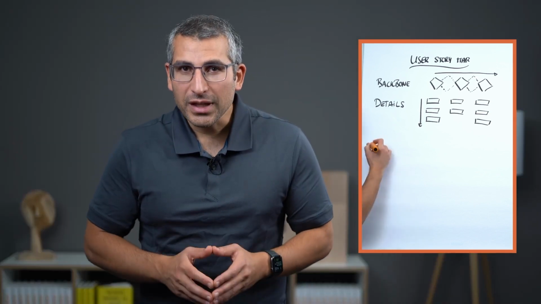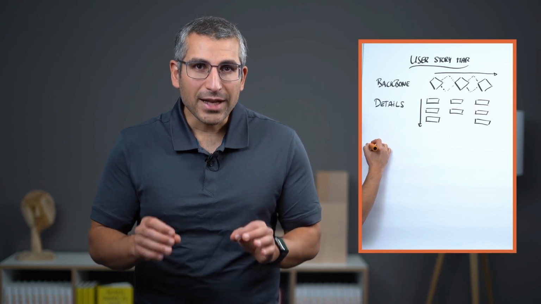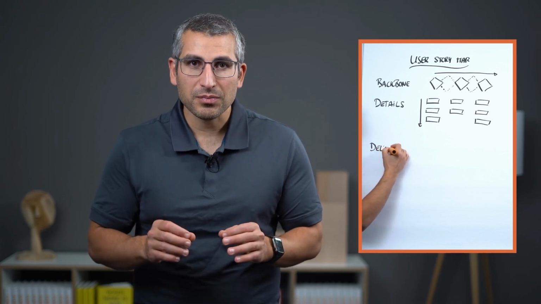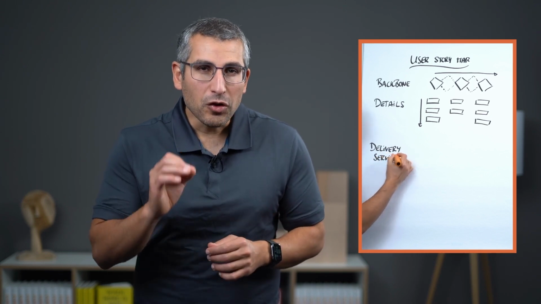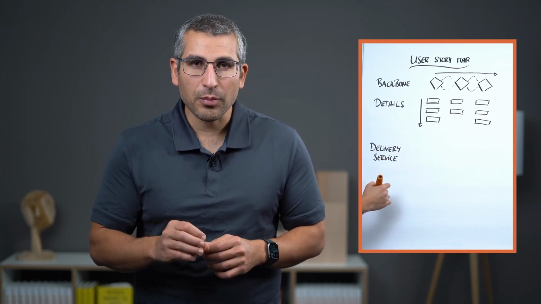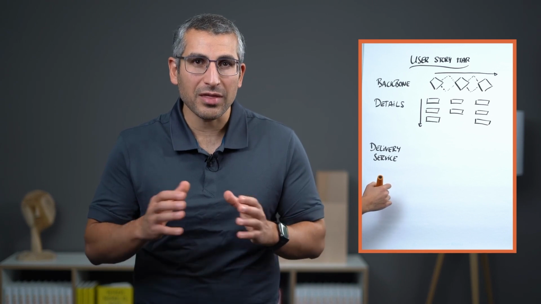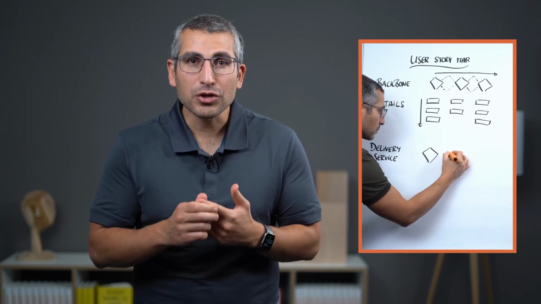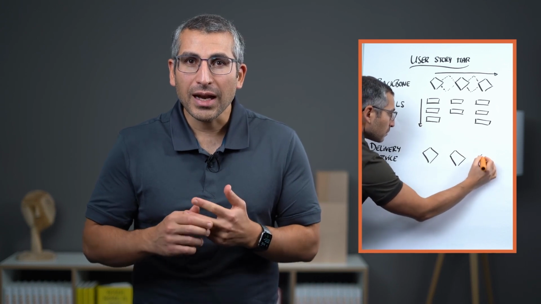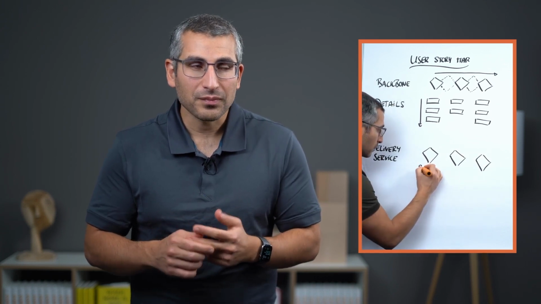Let me give you a concrete example of a product. Imagine a delivery service for restaurants, like Deliveroo, Delivery Hero, or whatever is out there. If you break it down, you ultimately end up with 3, maybe 4 items in the backbone. Number 1, selecting a restaurant. Number 2, selecting food. And number 3, checkout.